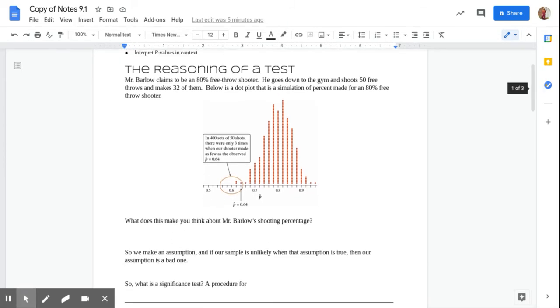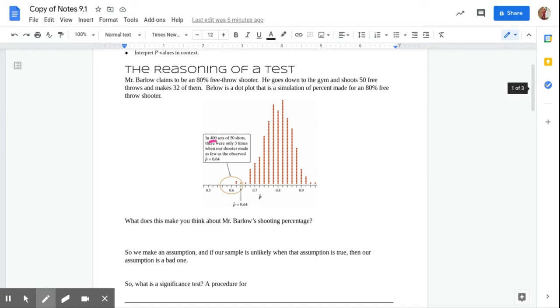So we have a claim here. It says Mr. Barlow claims to be an 80% free throw shooter. He goes down to the gym and shoots 50 free throws and makes 32 of them. Below is a dot plot that is a simulation of percent made for an 80% free throw shooter. So remember, we've seen distributions like this before. This is a sampling distribution of 400. So it tells us here 400 sets of 50 shots, right?